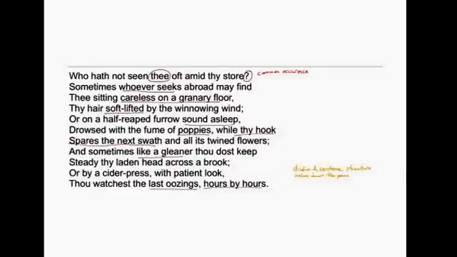So stanza 2 continues the apostrophe from the first stanza. We continue to speak to a personified autumn, and we now open with a rhetorical question, or a question of some sort. "Who has not seen thee oft amid thy store?" which seems to indicate that anyone who looks will have seen autumn sit like this, so presumably it is a common occurrence, something that happens frequently. "Sometimes whoever seeks may find you," so it's clearly something that is not unusual.